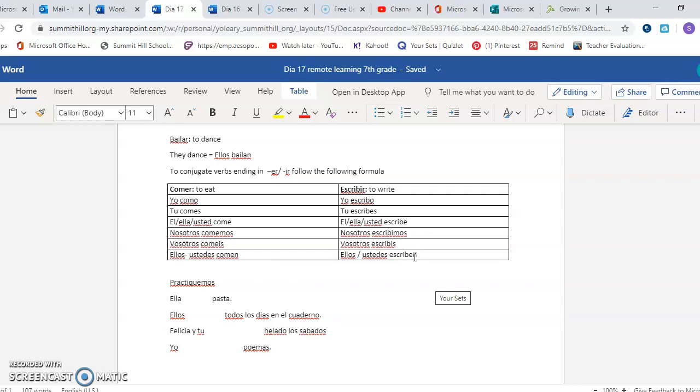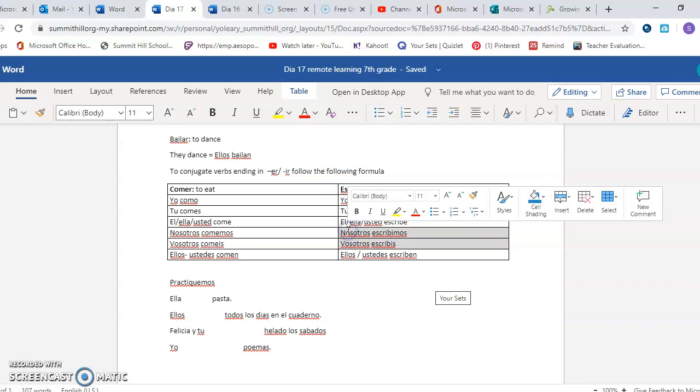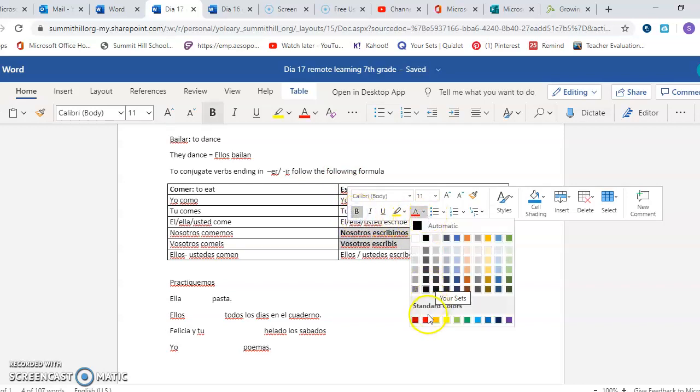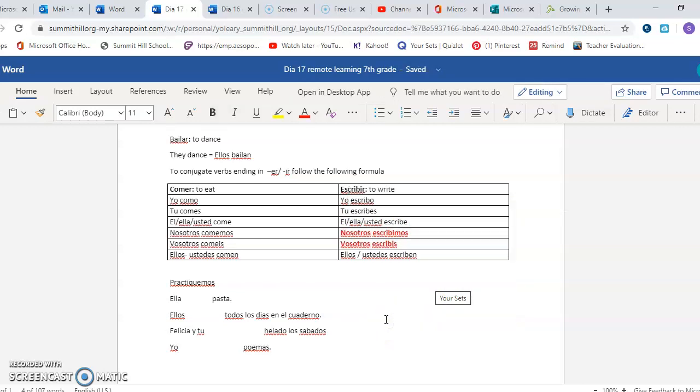What is it telling you? It is telling you that pretty much the only one that you need to memorize is the ER ending, because the ER ending and the IR ending share the same rule, with the only exception of these two pronouns, the nosotros and the vosotros, boys and girls. Why? Because instead of changing it to an E, as you've been doing in the other ones, you are going to keep it with an I.